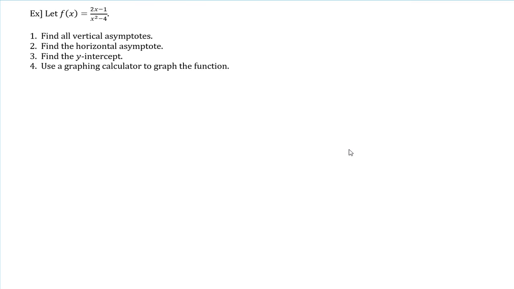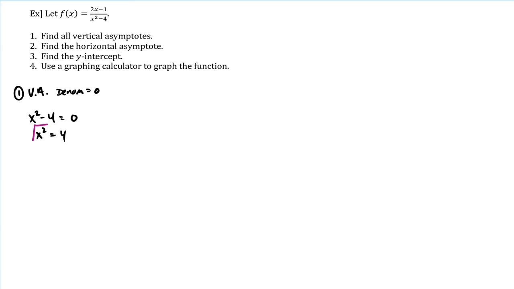So let's do one other. Let's do numbers 1, 2, and 3 by hand again. Vertical asymptotes, again, are where the denominator equals 0. So x squared minus 4 equals 0. I'm going to add the 4 over, which gives me x squared equals 4.